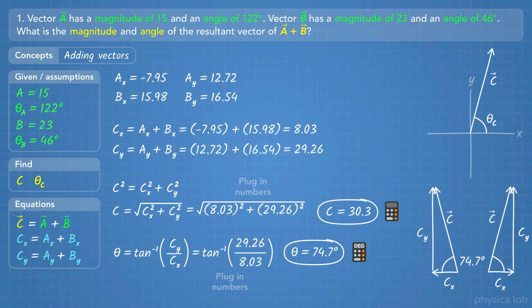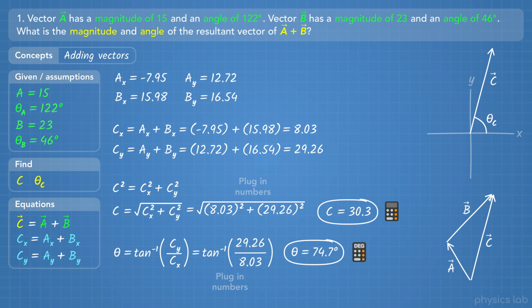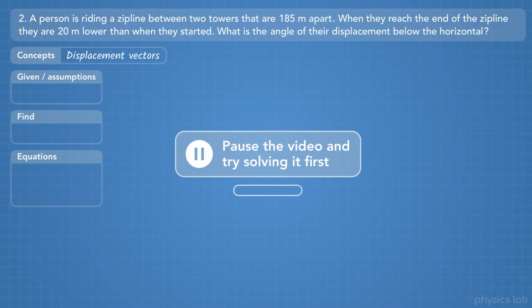If cx was negative, then the vector would point to the left, and we'd have to find 180 degrees minus the 74.7 degrees to find the conventional angle. So that's how we would solve this type of problem, which involves adding two vectors and using conventional angles relative to the positive x-axis. We had to really keep track of our angles and our positive and negative signs, but as we'll see, some vector problems are a lot simpler. So let's take a look at the next problem.